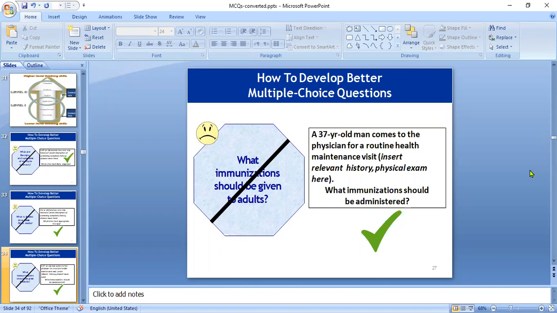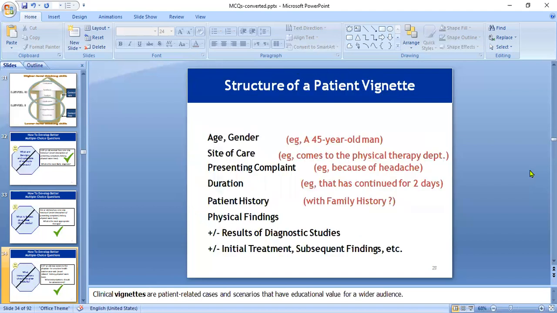But if the questions are related to investigation, differential diagnosis, assessment, etiology, treatment, therapy and rehabilitation, then these questions should be properly designed in a context-rich manner, like we have discussed. So the next is how we can construct a context-rich vignette.